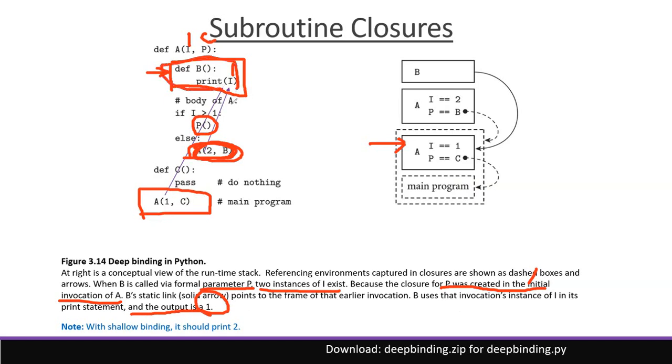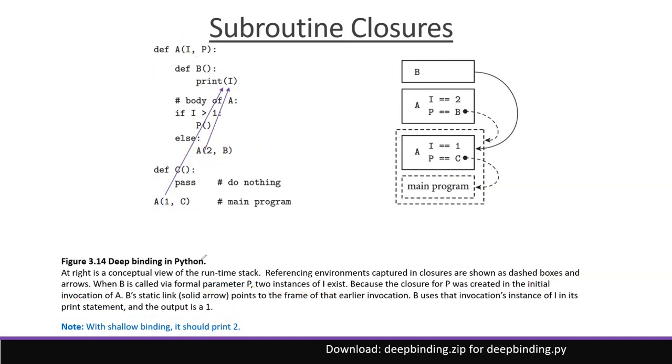Because when this B is called, the I is 1, it's getting this one. Now the newer I equals 2. So this shows you the example of deep binding. Python is using deep binding. Python is not using shallow binding. The argument is, when we define the B function, the I is already assigned 1. That's the deep binding here, okay?